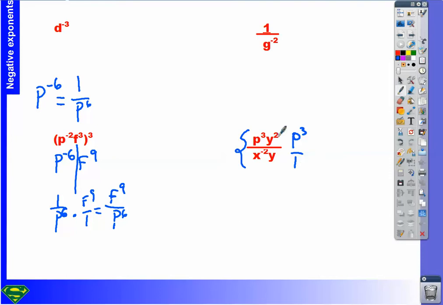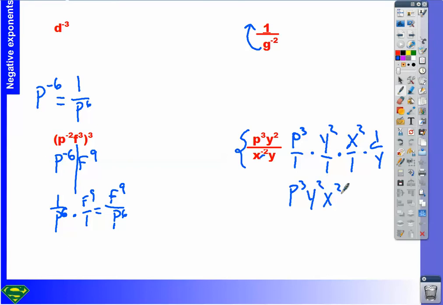Then I have this y squared, and that's in the numerator, so we have y squared over 1 times, well, x to the negative 2, well, just like this one, it moved up, right? So we're going to have x squared over 1. And then in the denominator, we have our 1 over y, because that y, nothing changes with it, right? So let's put this all together. So we have p to the third y squared x squared all over y. But wait a second. We have y's in the numerator, we have y's in the denominator. y squared divided by y is just y to the first. So finally, your final answer is p to the third y x squared over nothing.